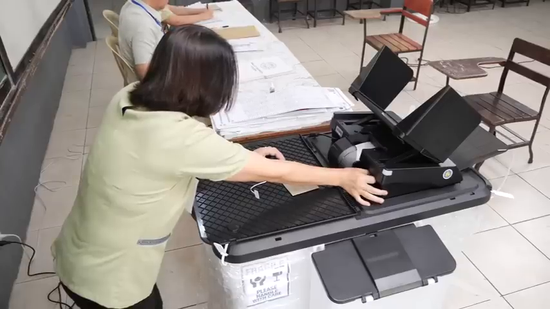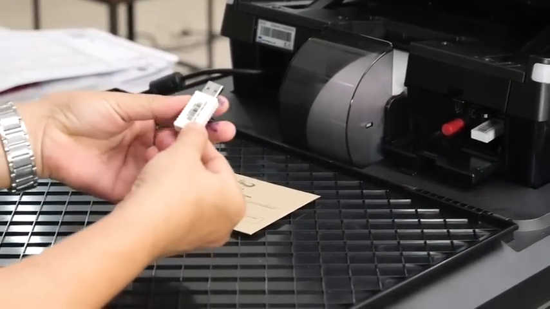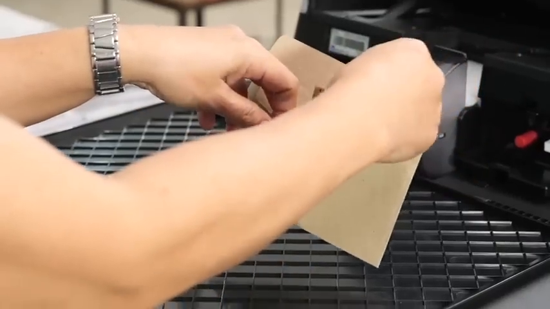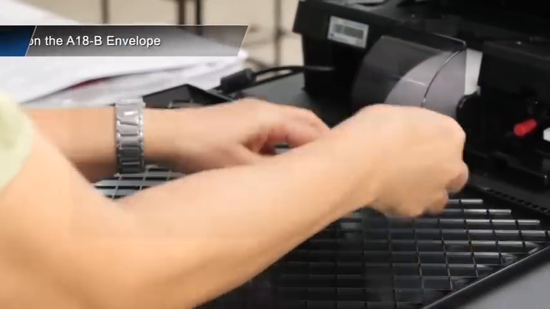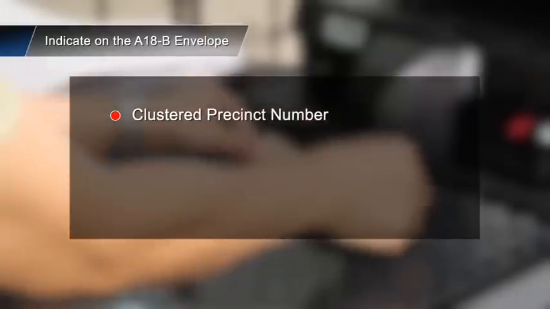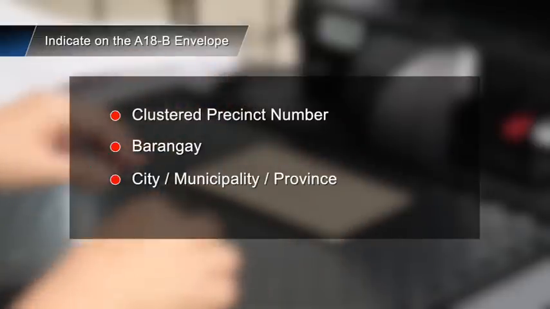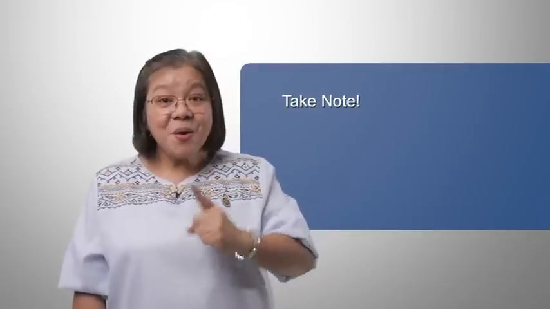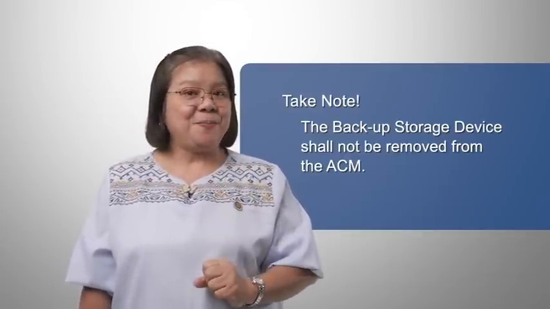After the ACM has been properly shut down, you shall remove the main USB from the back left side slot of the ACM and place it inside the A18B labeled envelope. You shall indicate the clustered precinct number, barangay, and city, municipality, or province in the space allocated on the envelope. Take note, the backup storage device shall not be removed from the ACM.